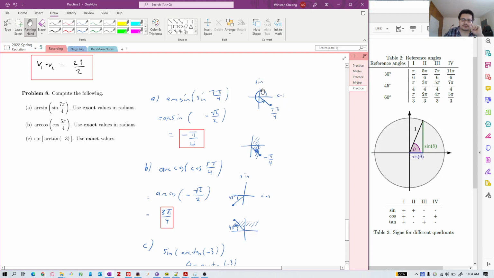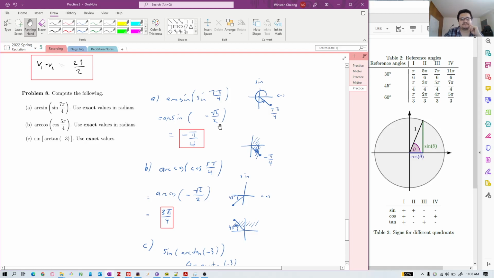Sine is the y coordinate, and see that for the fourth quadrant, it's negative. The y coordinate is negative. So the value is negative root 2 over 2. Okay, so far so good. Next, we think arcsine of negative root 2 over 2.